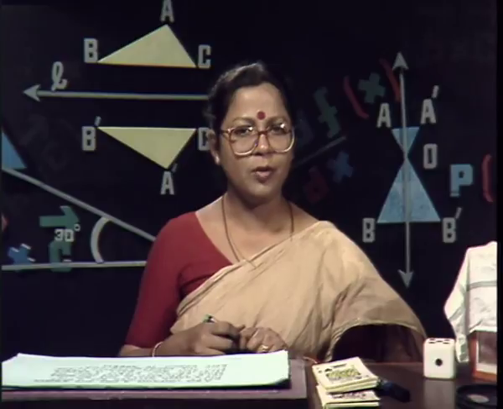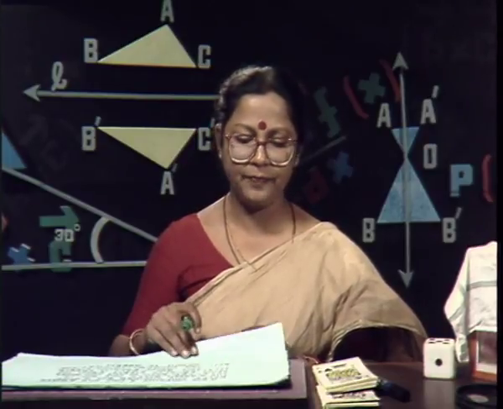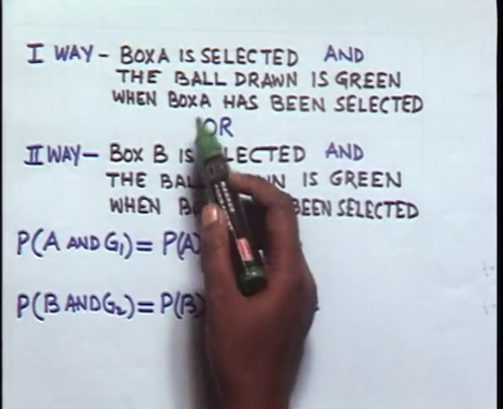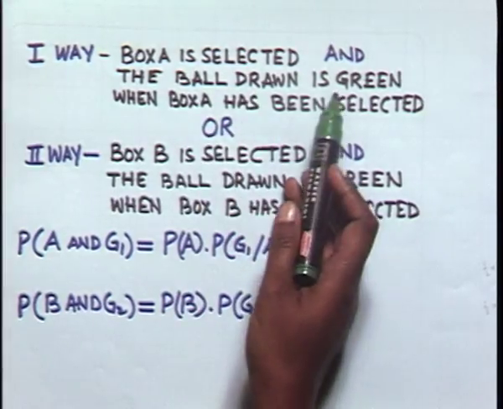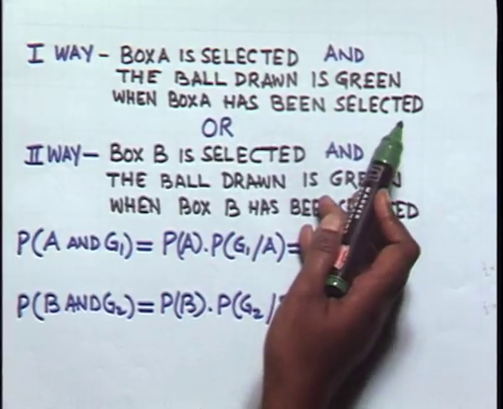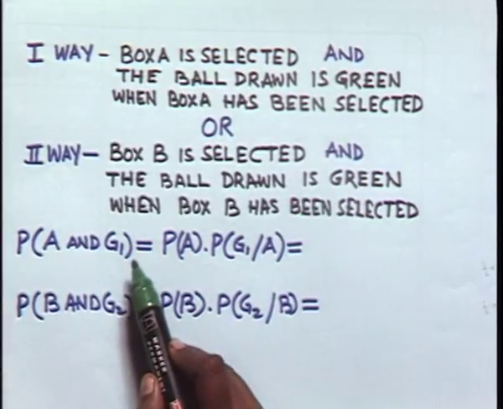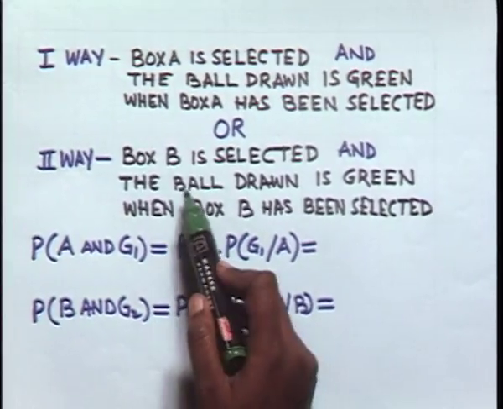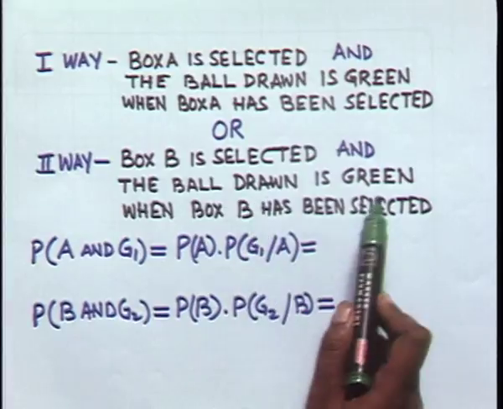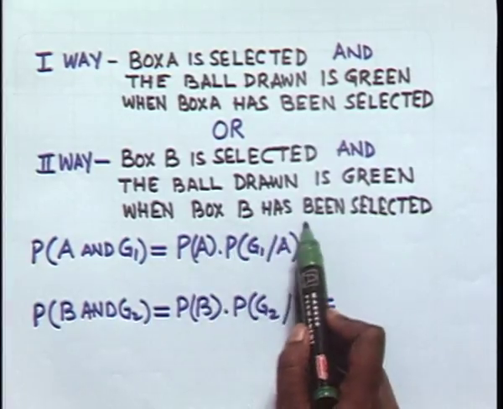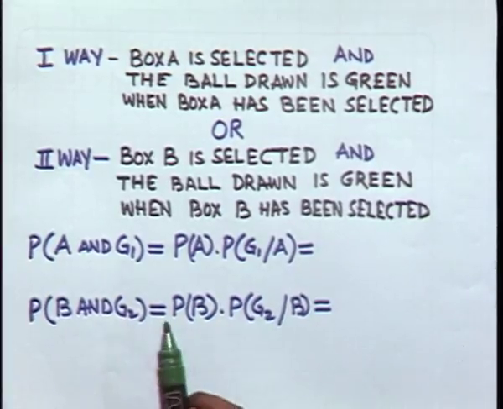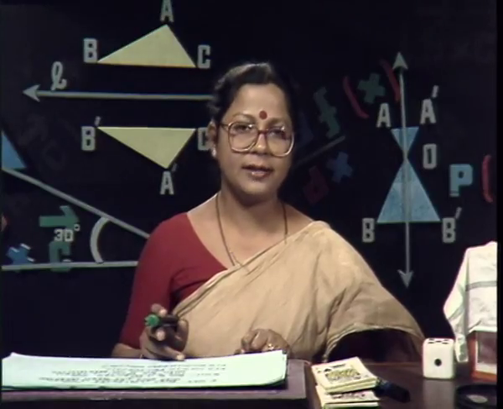If we name the two boxes as A and B, then the first way in which it can occur is, box A is selected and the ball drawn is green when box A has been selected. The second way in which it can occur is, box B is selected and the ball drawn is green when box B has been selected.